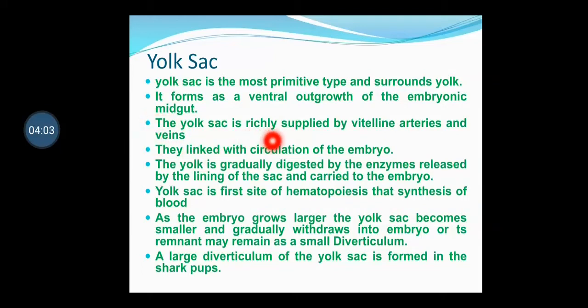The yolk sac is richly supplied with white line arteries and white line veins. These are the arteries and veins that take the food from the yolk sac to the developing embryo. So they help to link the yolk to the circulation of the developing embryo. The yolk is gradually digested by enzymes released by the lining of the yolk sac, so that energy is given to the developing embryo to conduct its development.